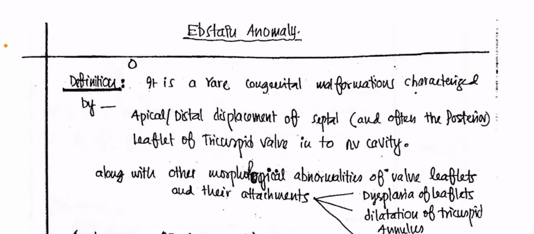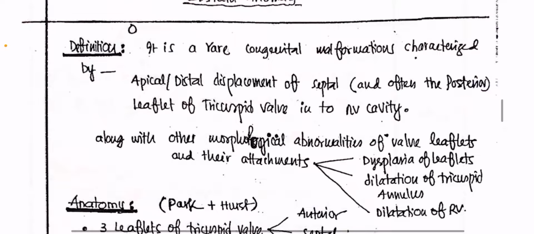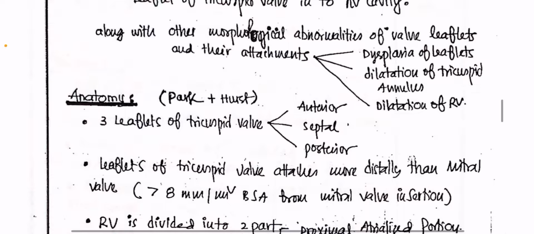Ebstein anomaly definition. It is a rare congenital malformation characterized by apical or distal displacement of septal and often the posterior leaflet of the tricuspid valve into the RV cavity, along with other morphological abnormalities of valve leaflets and their attachments. Dysplasia of leaflets, dilatation of tricuspid annulus, dilatation of right ventricle.